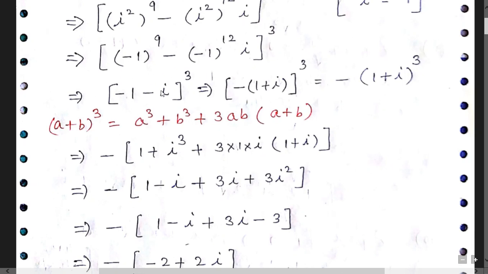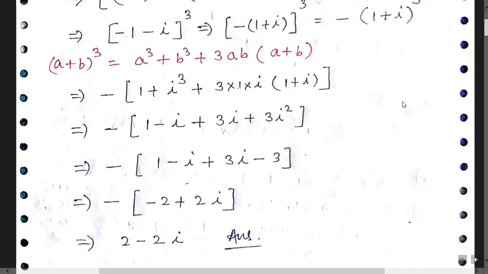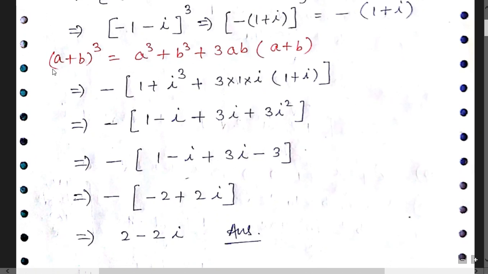Taking minus common, you can write 1 plus iota raised to power 3. Negative raised to power 3 is written as negative. It means it's minus inside bracket 1 plus iota cube. Now the formula for a plus b raised to power 3 is a cube plus b cube plus 3ab into a plus b.